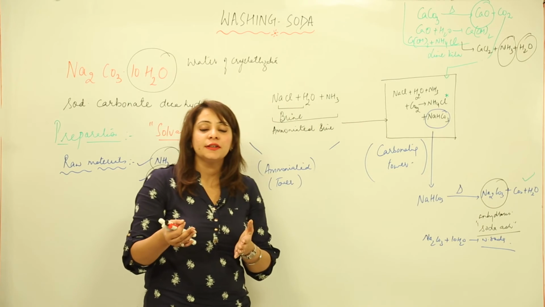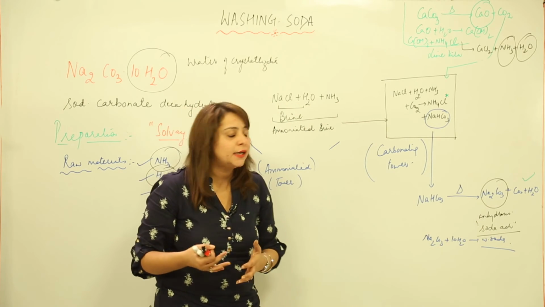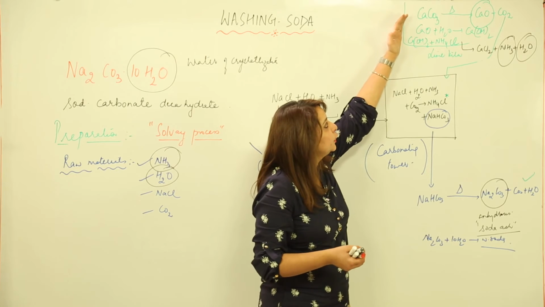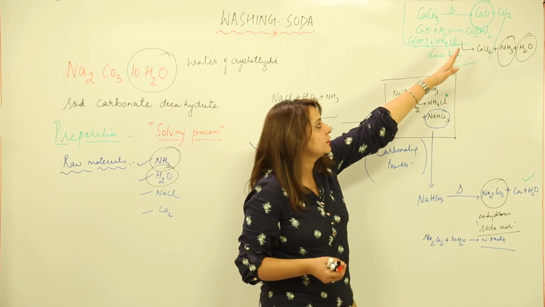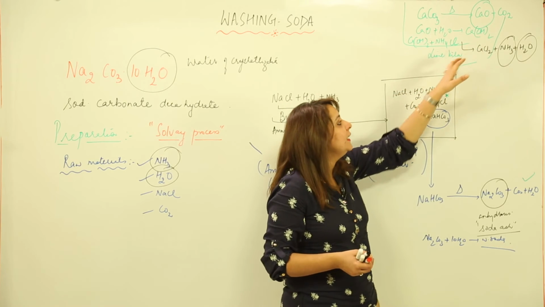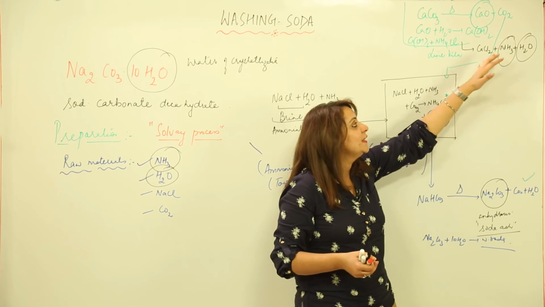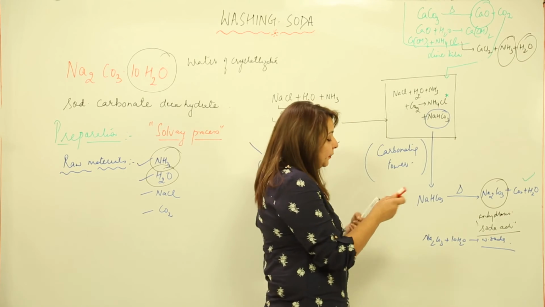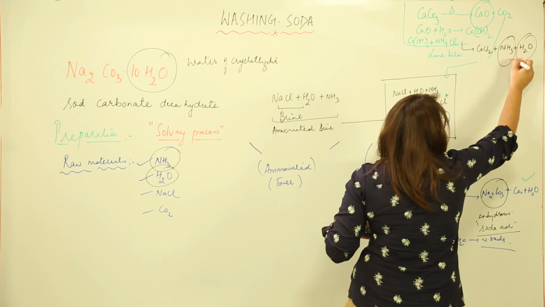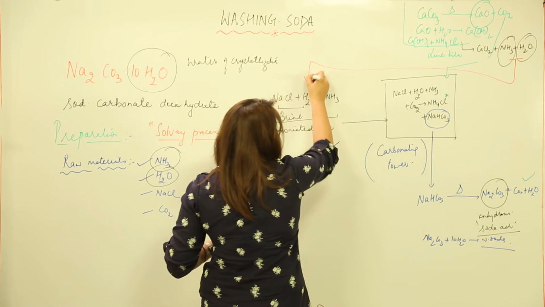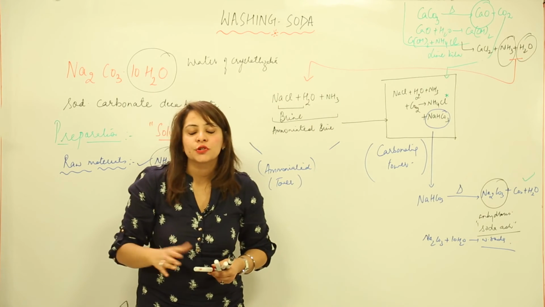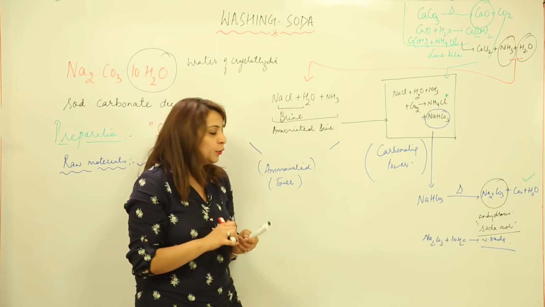And now as far as its utility is concerned, we have CaCO3 which gets decomposed, then the slaked lime is formed, and then this slaked lime combines with this ammonium chloride in order to form this, and you can see that this ammonia and water can be refed into this tower and reused. So this is the Solvay process.